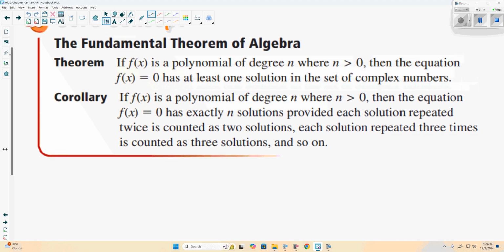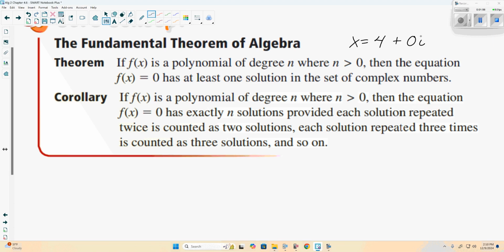Now, what we're highlighting is two things. One, if we have a polynomial of degree n where n is greater than 0, then the equation f of x equals 0, this polynomial equation, has at least one solution in the set of complex numbers. Well, all that's saying is we can say that x is equal to 4 is our solution. So according to this, we have to have at least one solution in the complex numbers. I mean, any number is a complex number. We can just write 0i, which is neither here nor there.